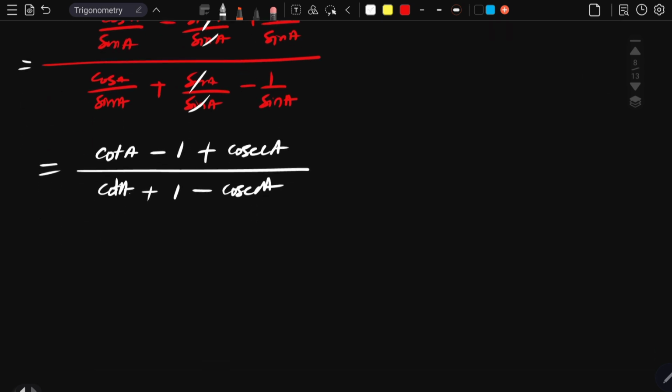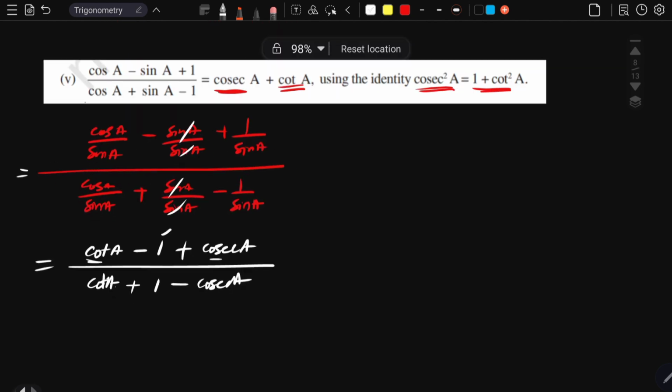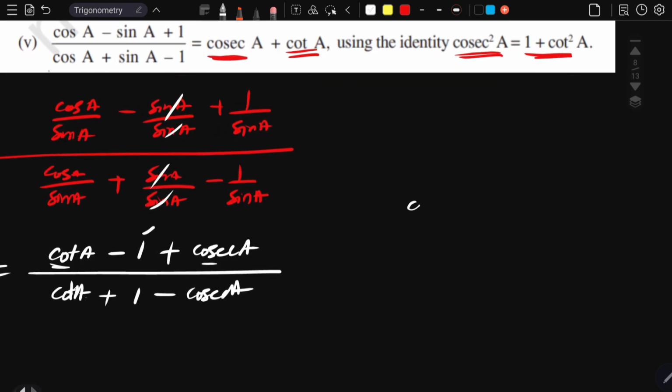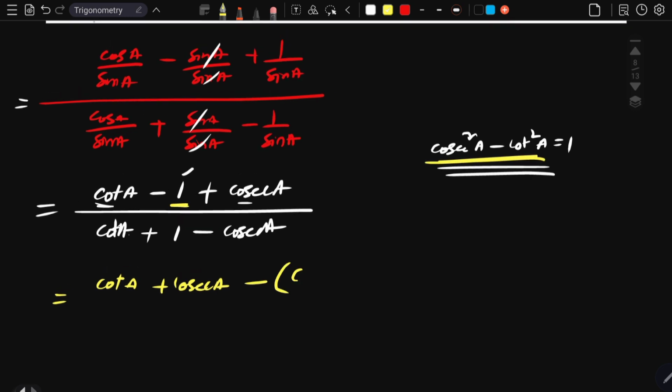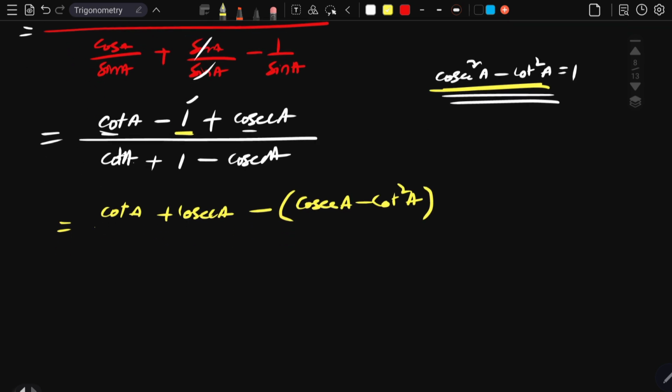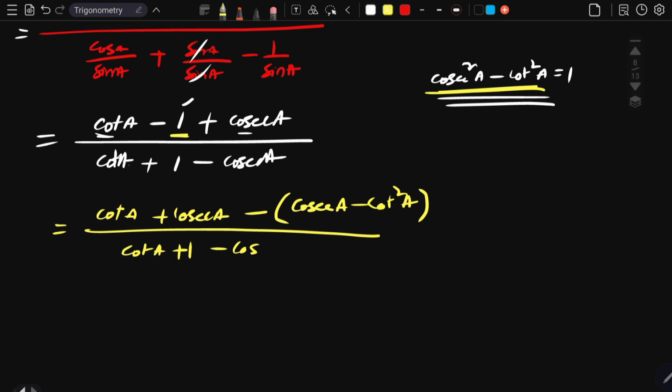Then here, this 1 in the numerator I will write using an identity based on cosecant and cot. We have a rule: cosecant square A minus cot square A is equal to 1. Using this identity in place of 1, in the numerator with cot A plus cosecant A, I am replacing that 1 as cosecant square A minus cot square A. In the denominator, I just write as usual, so that becomes cot A plus 1 minus cosecant A.